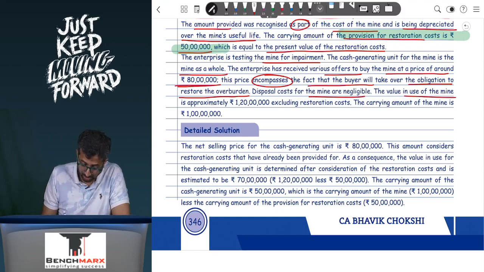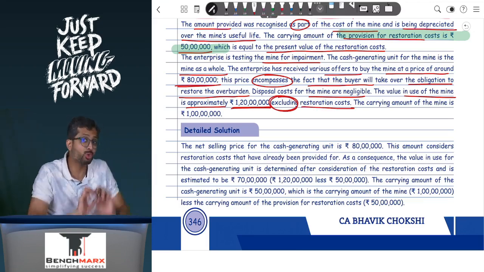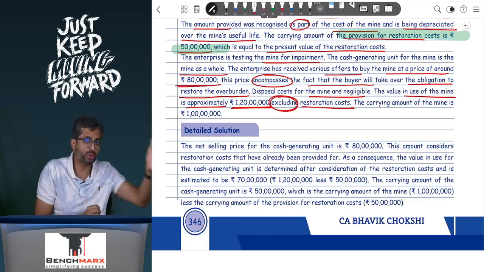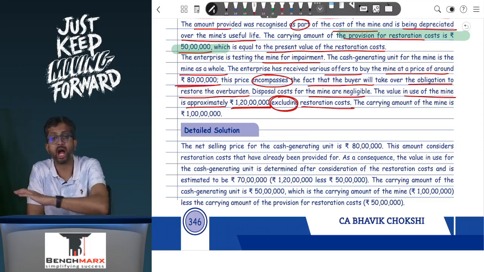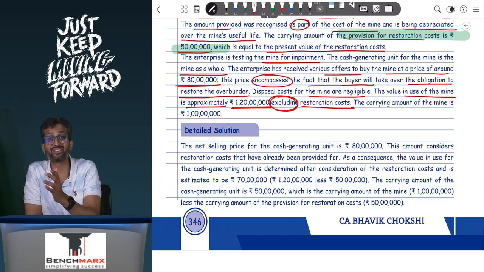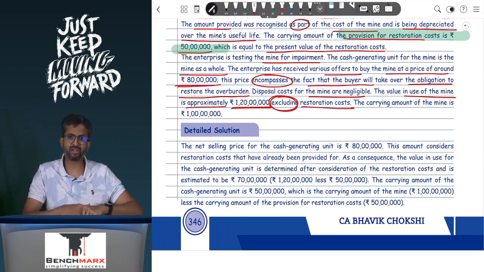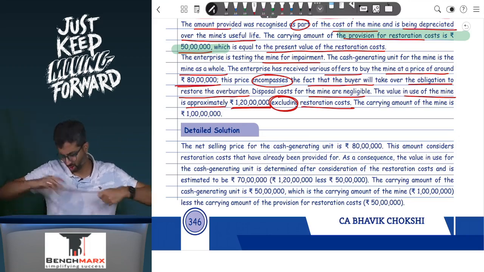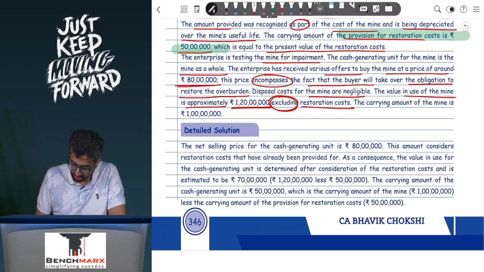The value in use of the mine is approximately 1 crore 20 lakhs, excluding site restoration costs. It is like saying that the cash flows exclude salvage value, but value in use is including salvage value. So you add it in question 1, question 2, etc. In a similar way, value in use should ideally be after considering all cash flows and not excluding any particular cash flow. So here site restoration cash flows are excluded, but these cash outflows should be considered. The carrying amount of the mine is around 1 crore.